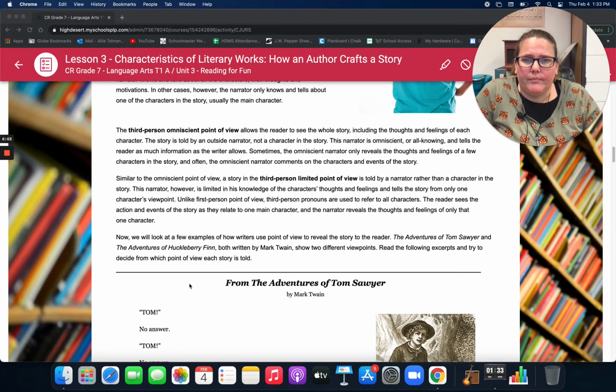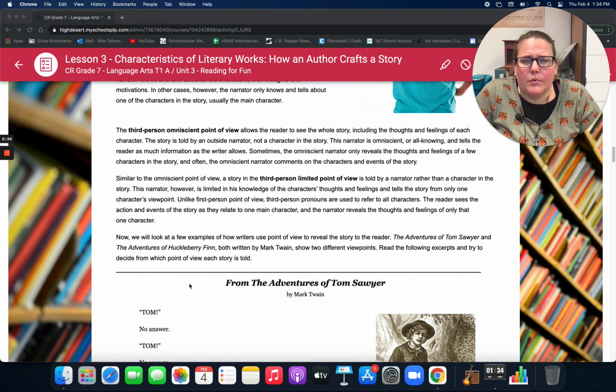The third person omniscient point of view allows the reader to see the whole story, including the thoughts and feelings of each character. The story is told by an outside narrator, not a character in the story. This narrator is omniscient, or all-knowing, and he tells the reader as much information as the writer allows. Sometimes the omniscient narrator only reveals the thoughts and feelings of a few characters in the story. Often the omniscient narrator comments on the characters and events of the story.